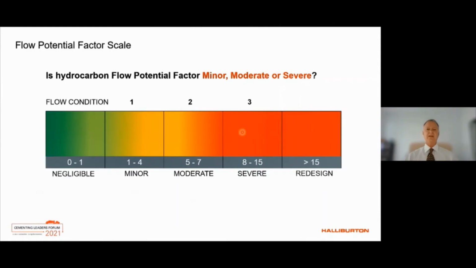There are 3 distinct categories for flow potential factor. The first is minor, for flow potential factors from 1 through 4. The second, moderate, for flow potential factors 5 through 7. And the third, severe, for flow potential factors of 8 through 15. A job with a flow potential factor of over 15 would require redesigning, potentially incorporating a multiple stage cementing tool or an effective larger diameter between the open hole and the OD of the casing being cemented.